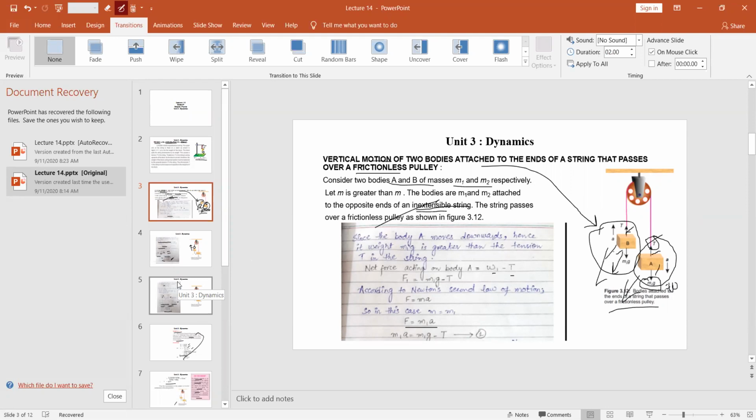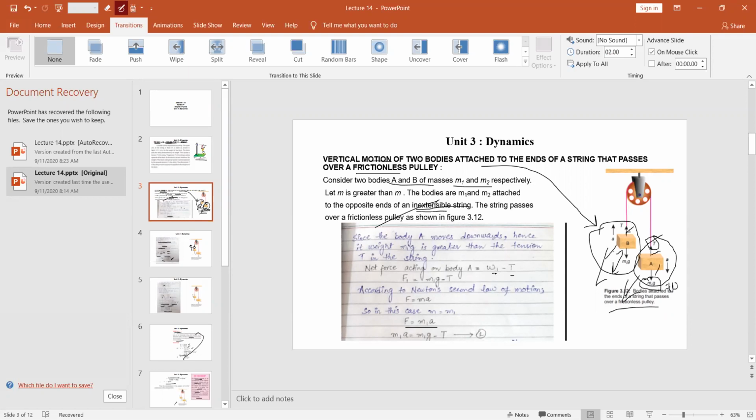So there are two forces basically. We can just write the equation over here. The net force acting on body A is weight and tension. We take weight as positive because the body has more tendency to move downward. We keep it positive, and tension is moving upward, so we take it as negative.